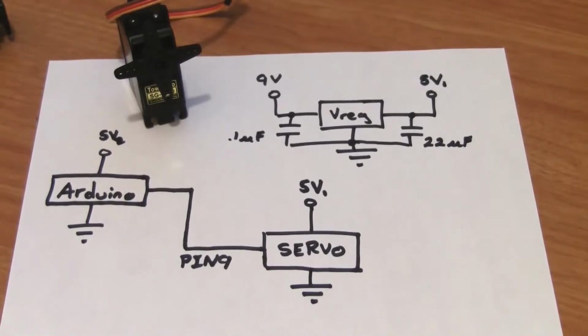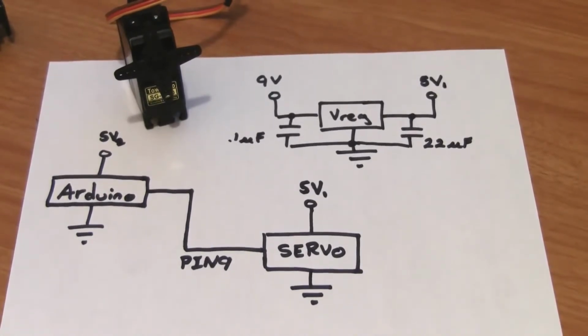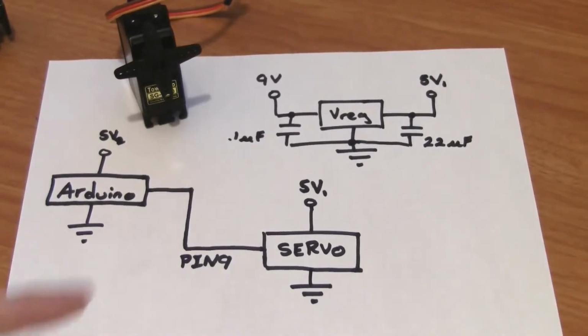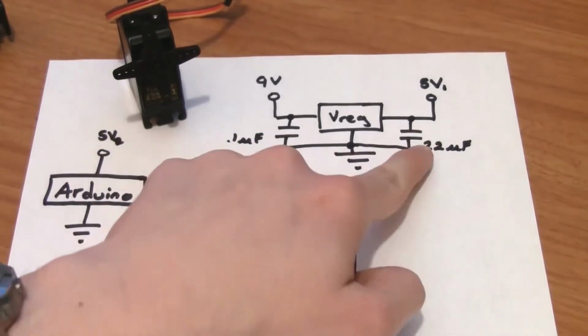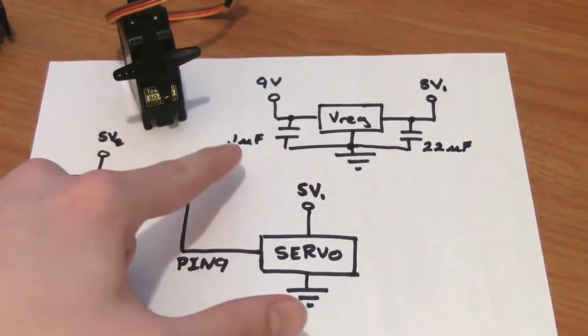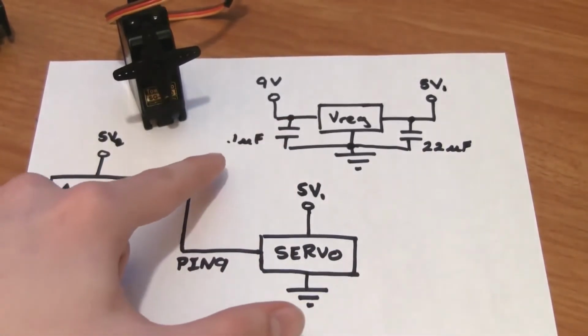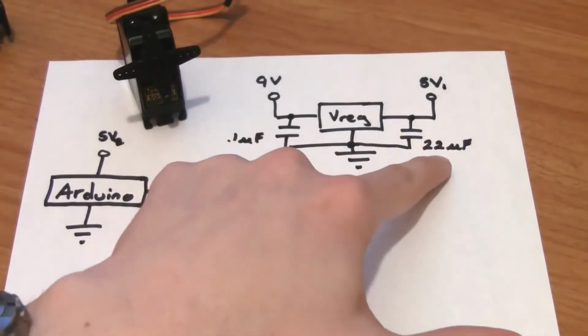Servos take up a fair amount of current, and you could power one off of the Arduino's built-in voltage regulator. But if you want to power more than one, it's generally a good idea to put it on its own 5-volt circuit. So that's what we're going to do here, just for the purposes of demonstrating. Like we did last week, we're going to use a voltage regulator like this one. Always be sure to use your decoupling capacitors. The datasheet specifies for this voltage regulator that you should use 0.1 microfarads and 22 microfarads.